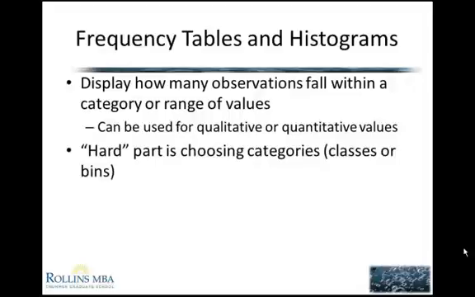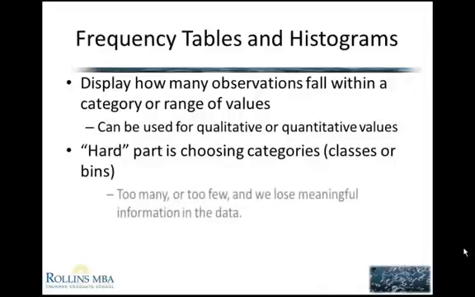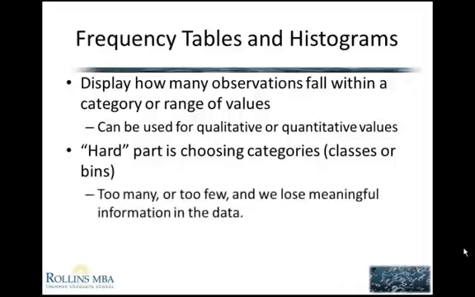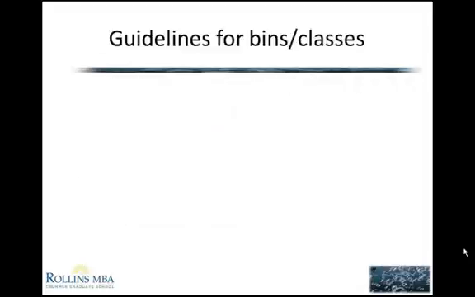The tricky part, especially for quantitative values, is choosing the categories or classes or bins. It's fairly straightforward for categorical variables. We simply use the name of the categories. But in dealing with quantitative values, we need to choose a size for our bin or our interval. As the video implied, if we have too many bins or too few bins, we lose a lot of meaningful data. So there are some guidelines that are used.